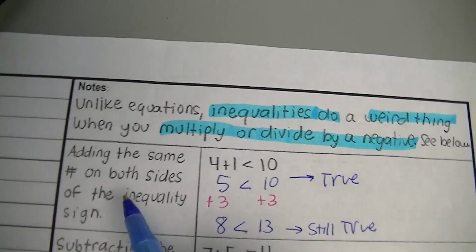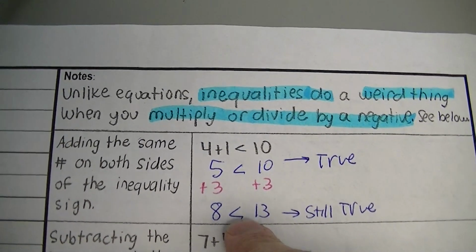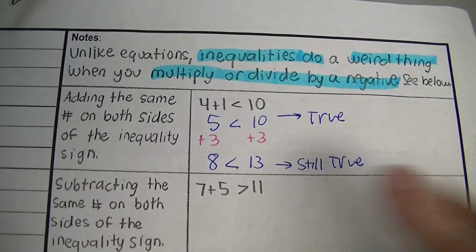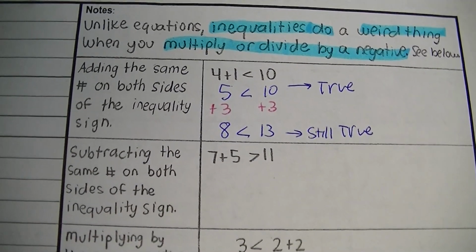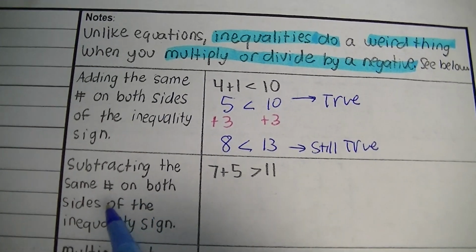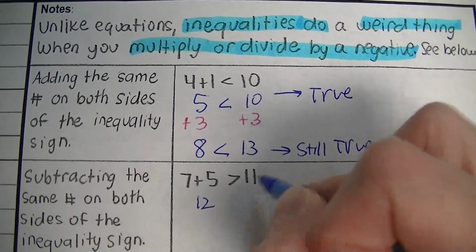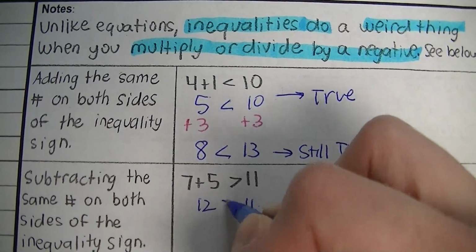So you should know that when you add the same number on both sides, you're just gonna keep the same exact symbol. Don't do anything psycho, okay? All right, let's now do this one. Subtract the same number on both sides. Let's first make sure this is true. 7 plus 5 is 12, and then 11. Is 12 bigger than 11? Yeah, that's true.